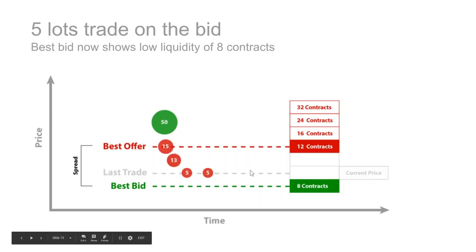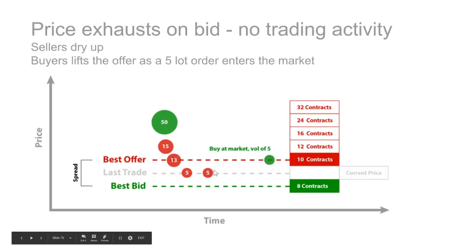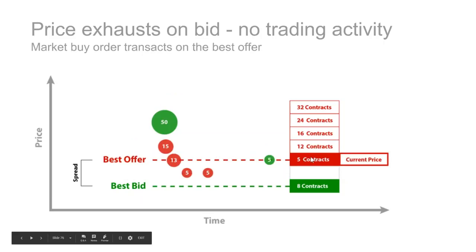All right, but that's it. There's no more buying. There's a lack of it. You can see that it started off as pretty big, but it started to dry up in some of these lower levels here, and instead now they don't come down and test the best bid here, these 8 contracts, and instead they market buy with a volume of 5, lift the offer into these 10 contracts here, and that becomes the current price.